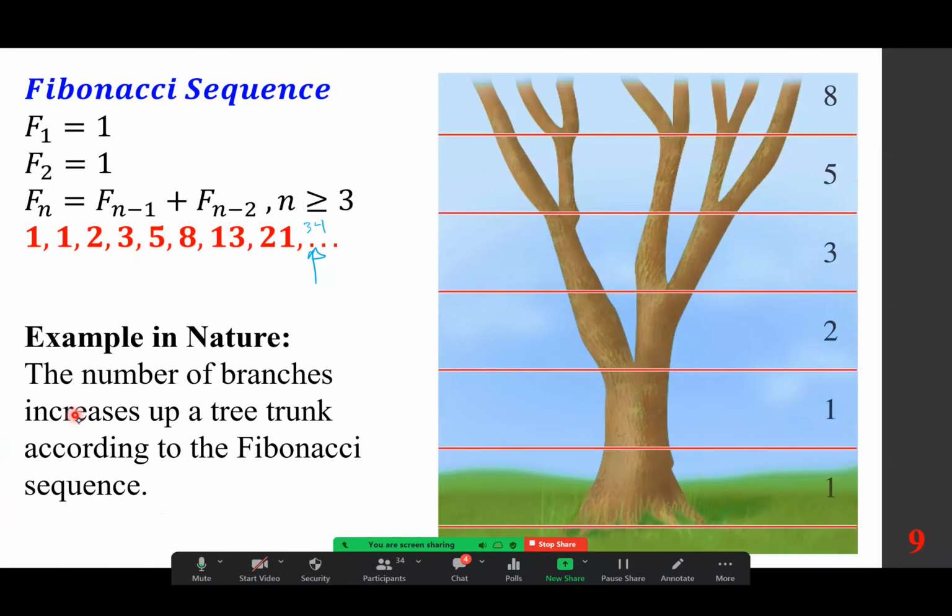Fibonacci sequence examples: in nature, the number of branches increases up a tree trunk according to the Fibonacci sequence. So you have 1, the next year you have 1, and the next year you have 2, and then we have 3, and then the next year we have a lot more, 5 and 8, and so forth. So it happens in nature.